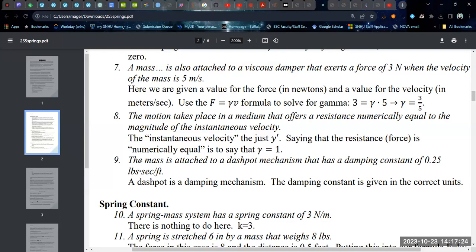And then finally, the mass is attached to a dash pot mechanism. That's another way of damping something that has a damping constant of 0.25 pounds per second per foot. Dash pot is a damping mechanism. The damping constant is given in the correct units in this scenario for the problem. So you can just put it in. If you're given English units, you do not need to convert to metric or vice versa for that matter. It is expected that your answer will be in the appropriate units for the original problem.